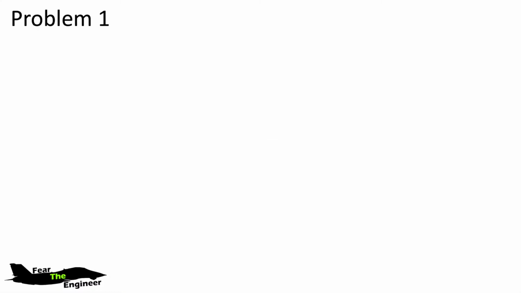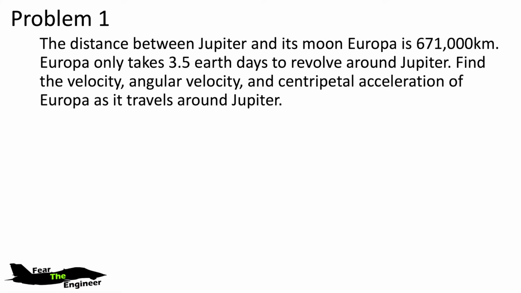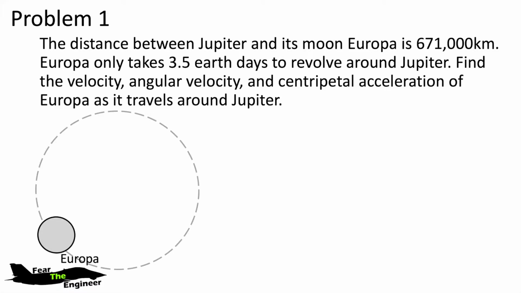Here's problem 1. The distance between Jupiter and its moon Europa is 671,000 kilometers. Europa only takes 3.5 Earth days to revolve around Jupiter. Find the velocity, angular velocity, and centripetal acceleration of Europa as it travels around Jupiter. Here's a quick sketch of Europa and Jupiter. Let's list the givens and finds.